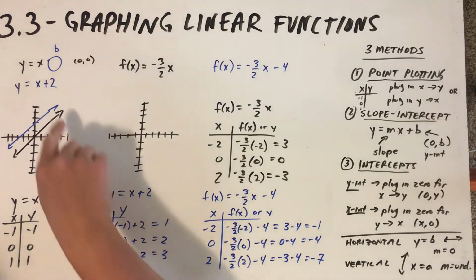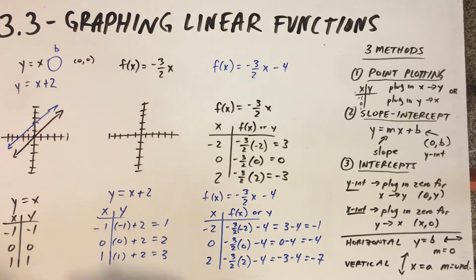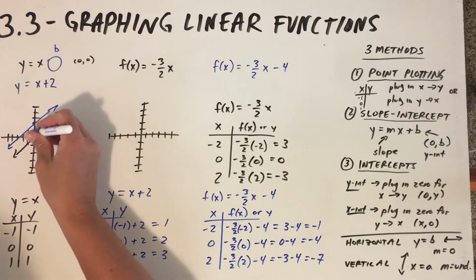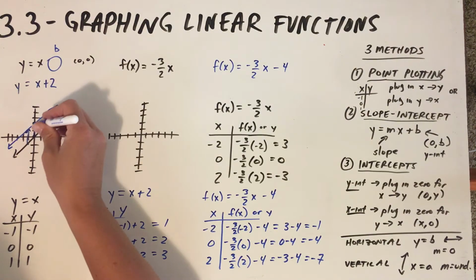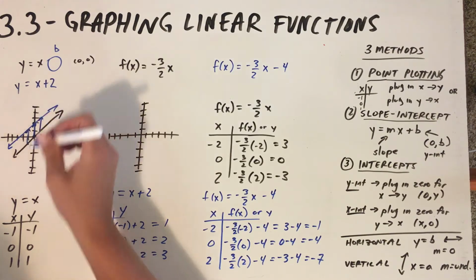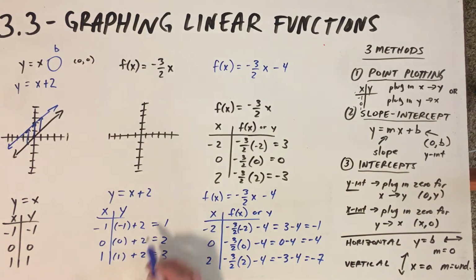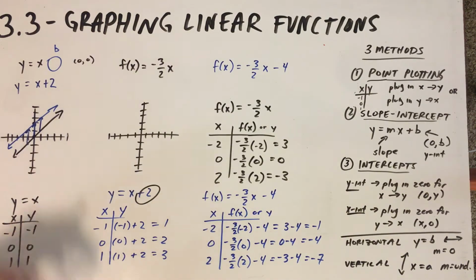But what's super interesting to notice here is that there's a shift. Every point on the blue line is shifted up 2 from the corresponding point on the black line. So that's what this does. When you add 2 on the outside here, that shifts the whole graph upward. Again, we'll talk about shifts later in the semester, but just kind of want to make some observations here about what we're seeing.